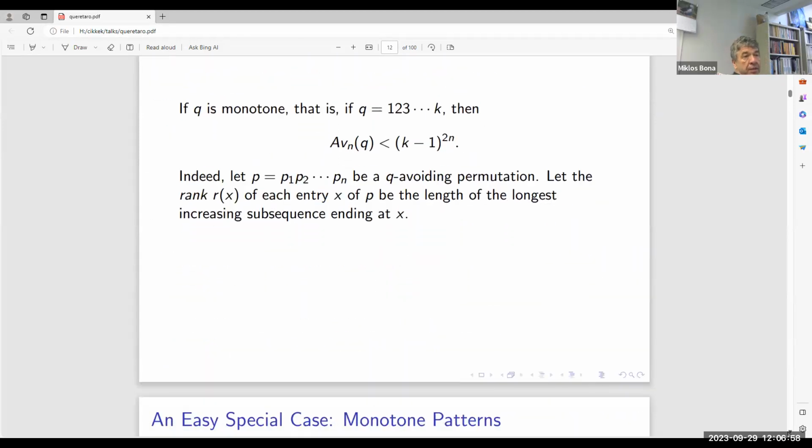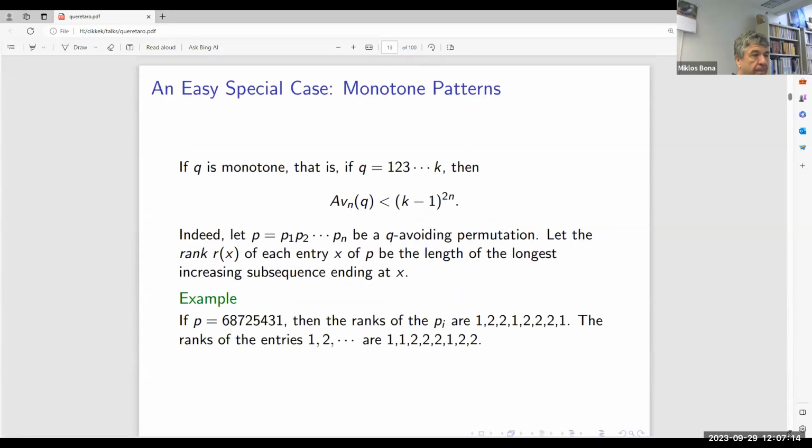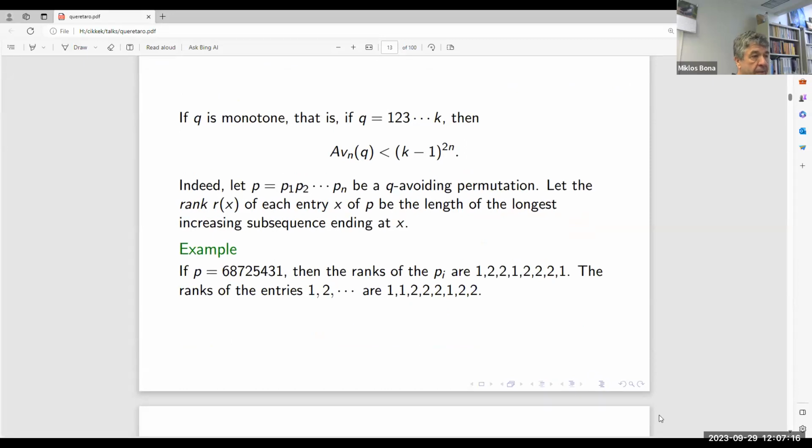Take a permutation that avoids the monotone pattern and define the rank of each entry. The rank of an entry x will be the length of the longest increasing subsequence that ends there, okay? Here is an example. Here is my permutation P, and the rank of the first entry is, of course, 1. The rank of 8 is 2 because the longest increasing subsequence that ends there is 6, 8, and that has length 2, and so on.